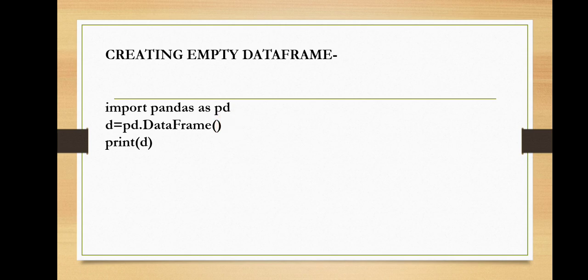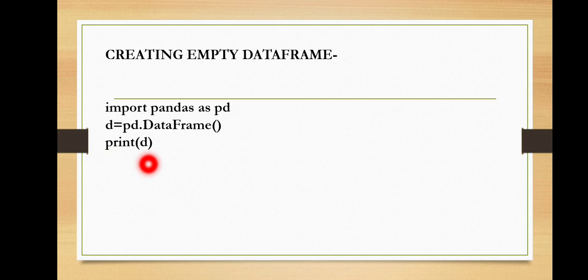To create a data frame, we require a constructor function named DataFrame. This function is used to create a data frame. If we have to create an empty data frame, we are not going to pass any argument, any value to this function. That means the parenthesis of this function will be empty. So what we have written, pd.DataFrame. Why pd? Because this function is available in the pandas module, and we are giving an alias name to pandas as pd. Now the data frame that will be created will be stored in D.